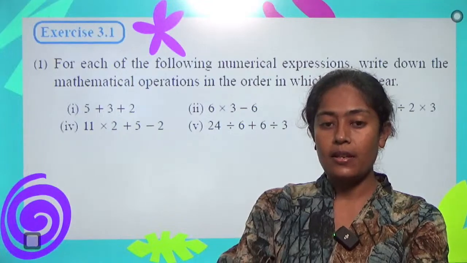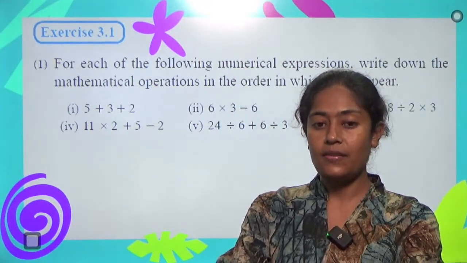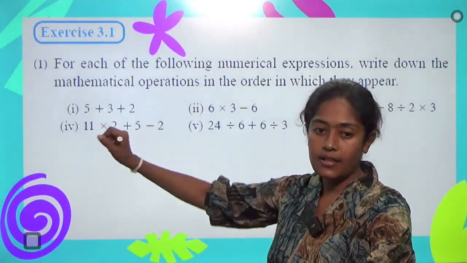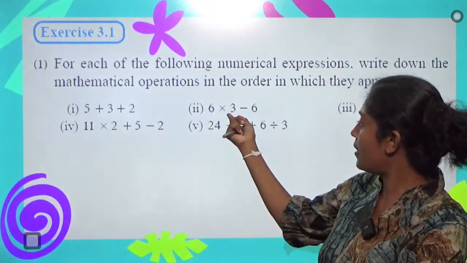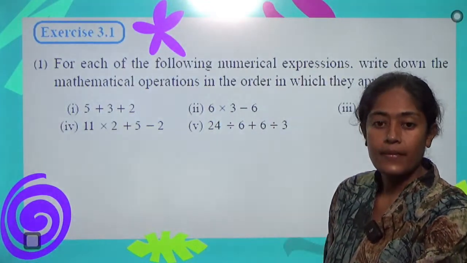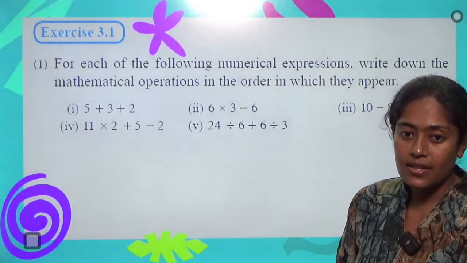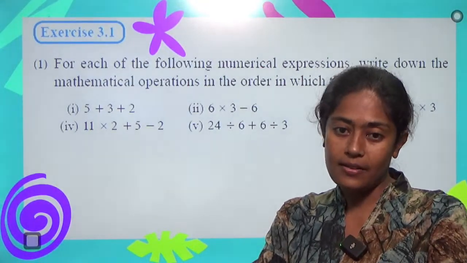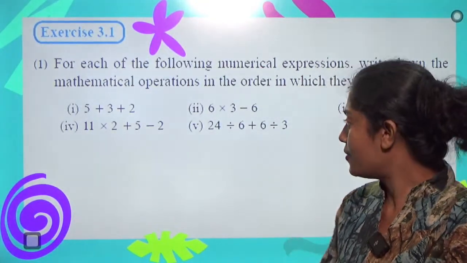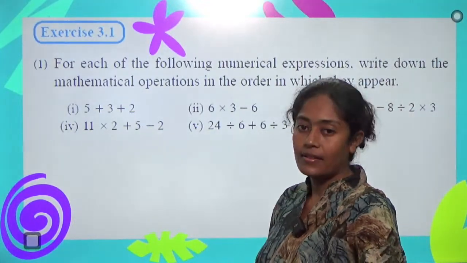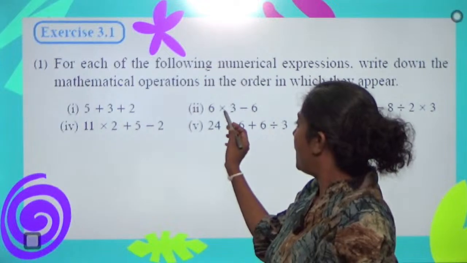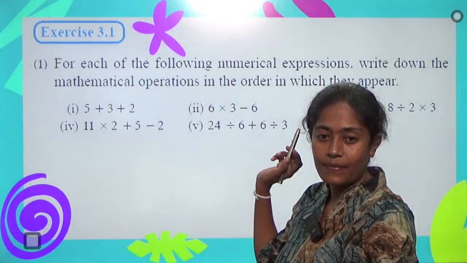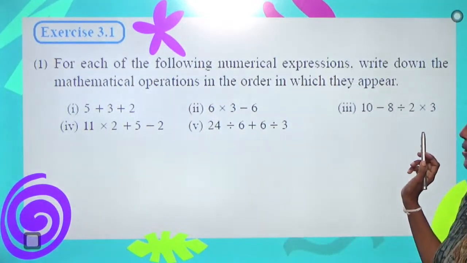That should be addition, subtraction, division or multiplication. Sometimes you can have only addition like this. Next, the second question has multiplication and subtraction. They just ask what are the mathematical operations they are using. In order you have to write. First one only has addition, right? Next one, multiplication and subtraction. Is that okay? Right. Next one, what are the mathematical operations they are using?